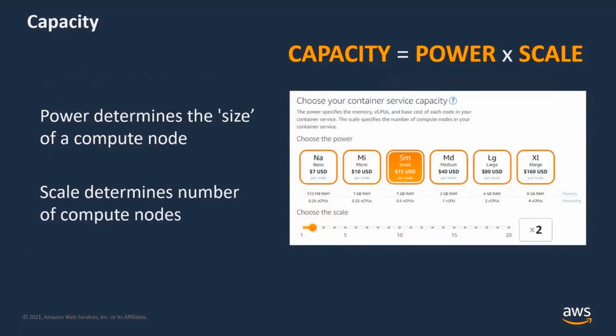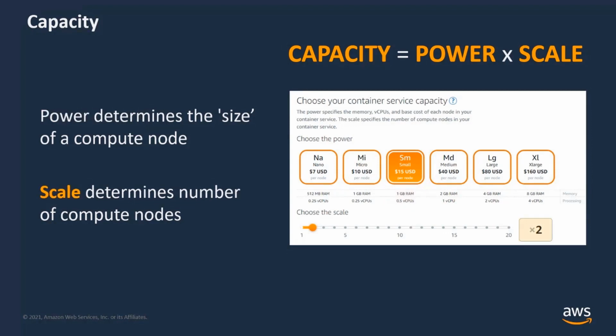Capacity on Lightsail containers is determined by two things: power and scale. The more power and scale you have, the more capacity your container service will have. The power of your container service is defined by the size of the compute node you choose. For example, here you'll see on your screen, I've chosen a small node size, one that includes 1 gig of RAM and a half of virtual CPU. If I wanted more power, I could choose a large node size, which, as you can see, includes 4 times the power of the small node, or 4 gigs of RAM and 2 virtual CPUs, and so on. You can see also that as you increase the power of a node, the cost of that node increases. More power, more cost. Less power, less cost.